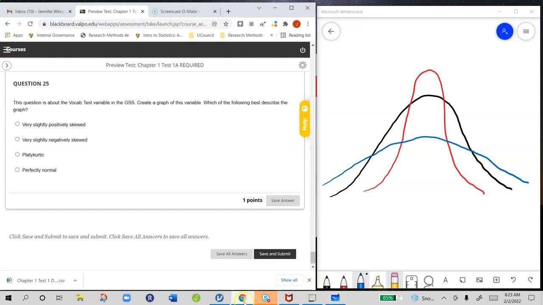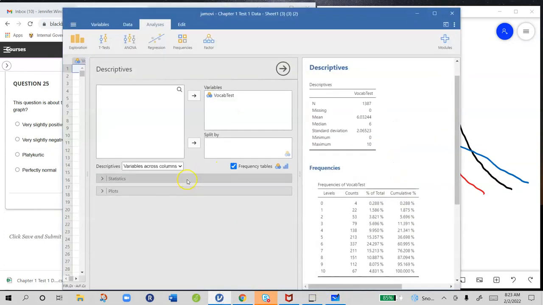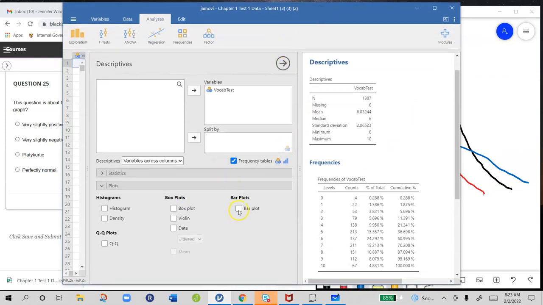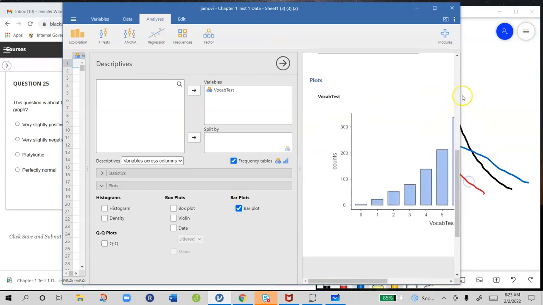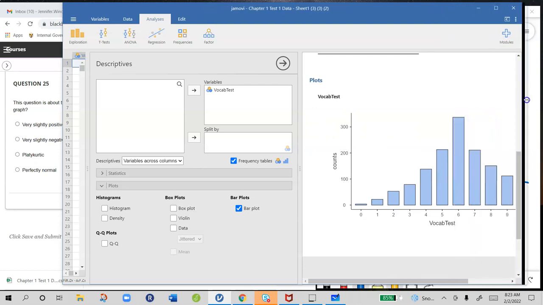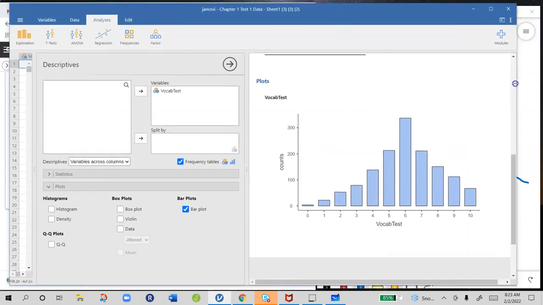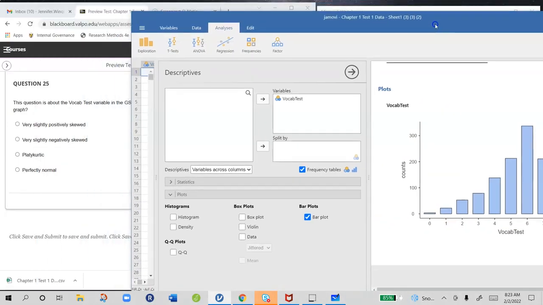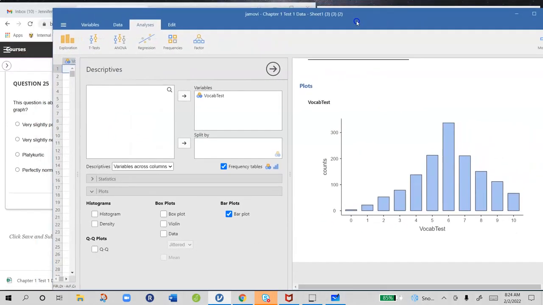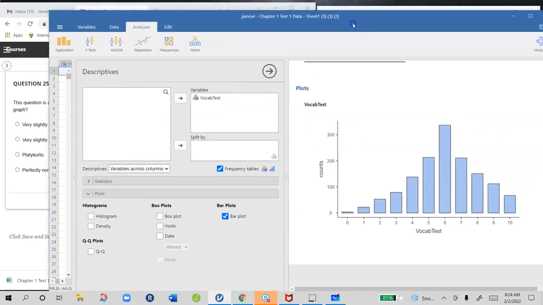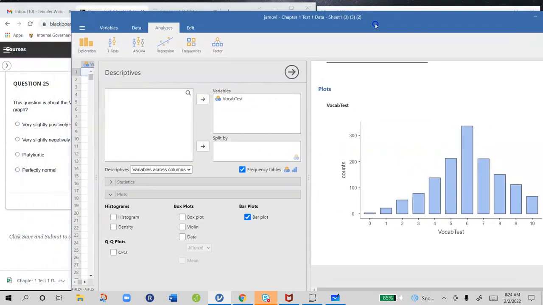All right, next, we're going to graph the data. And to graph it, we're going to click on Plots. And I'm going to look at a bar plot here, because my data are discrete, so a bar plot is more appropriate than a histogram. Right? And so if we look here at our data, this looks fairly normally distributed. Right? There's a slight, I suppose, skew to the negative side, but it's very slightly negatively skewed. Right? It's not perfectly normal, very slightly.